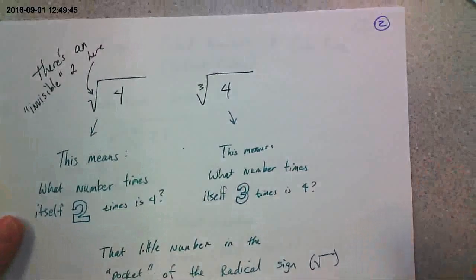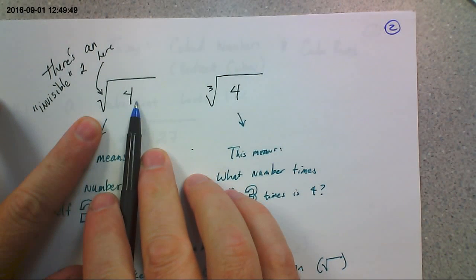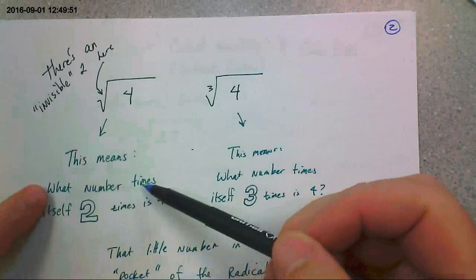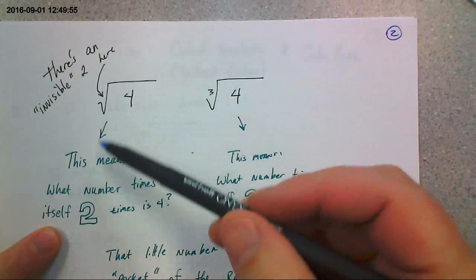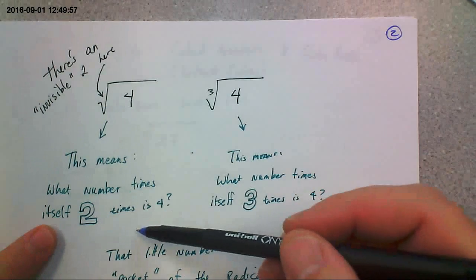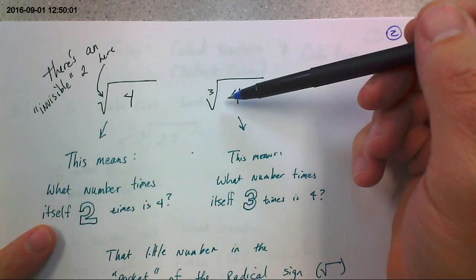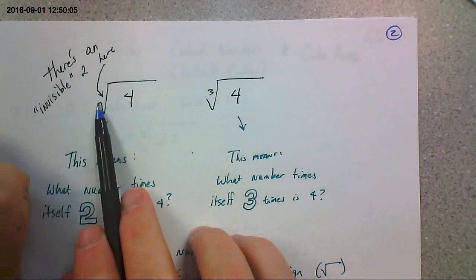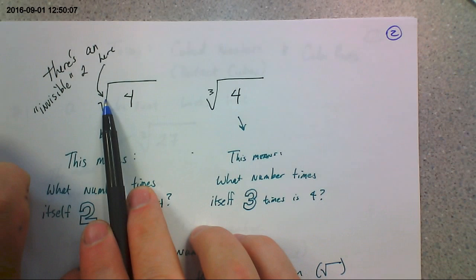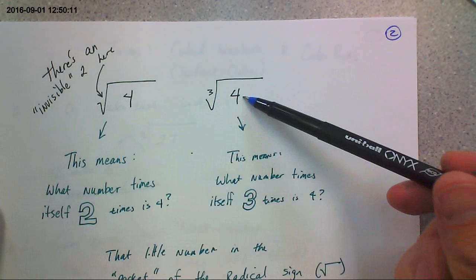Okay. So, Scarlett, you ready? Check this out. We've been doing square roots, right? Square root asks what number times itself 2 times is 4. That's what this square root right here asks, right, Catalina? What number times itself 2 times equals 4? This is a cube root. That's what we're going to start today, Gio. Do you see the difference between the two? There's a 3 right here. There's nothing right there. You see what I'm talking about? That means you're looking for a number times itself 3 times that equals 4.